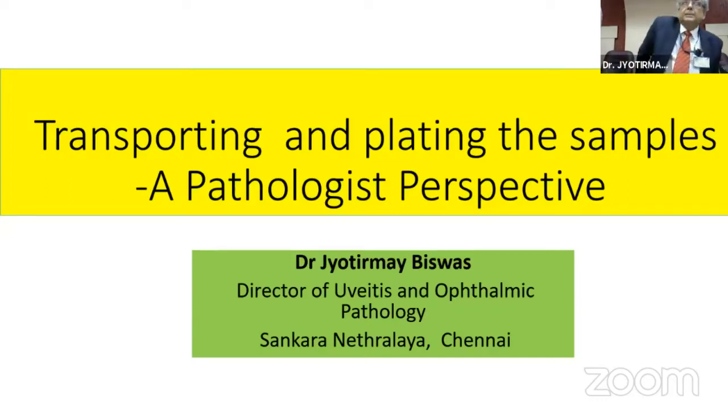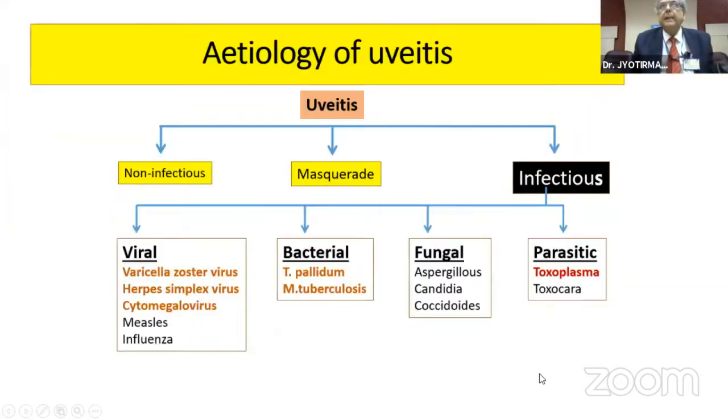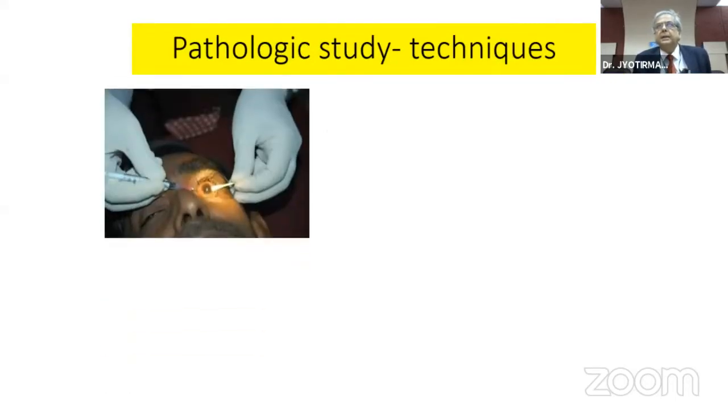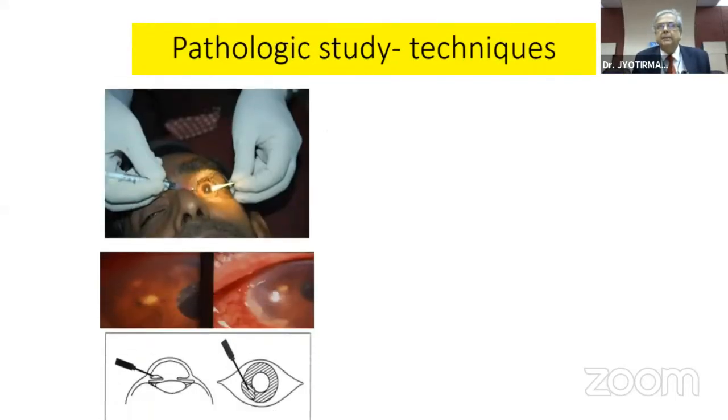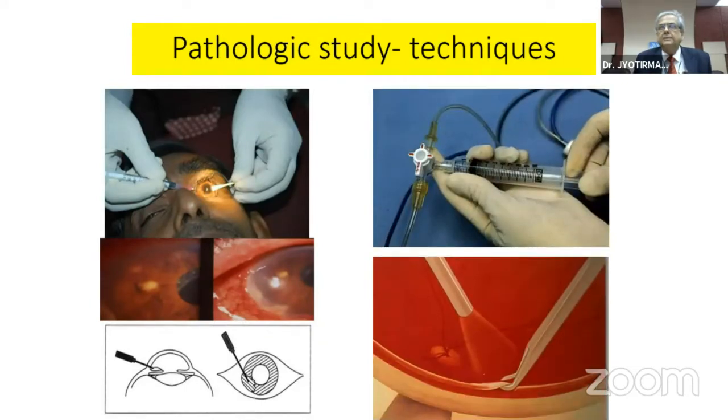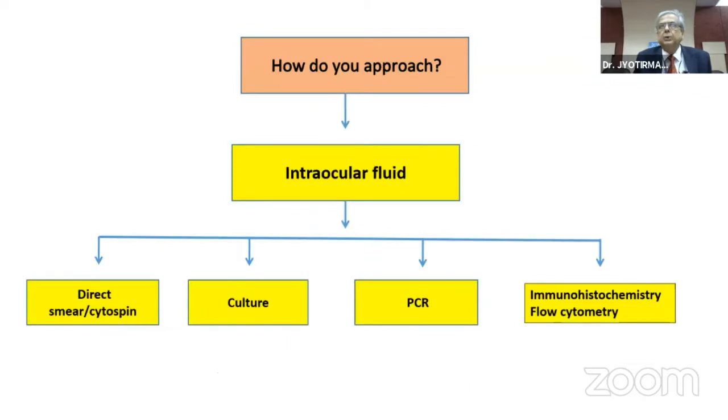So what we do with all these biopsy specimens, I'll be talking about that, transporting and plating the samples, the pathologist's perspectives. So when you have a specimen like that, which can be non-infectious, masquerade, or infectious, and infectious can be viral, bacterial, fungal, and parasitic. So pathologic study techniques can be AC tap, iris biopsy, vitreous biopsy, or retinochoroidal biopsy, as has been told by Dr. Sarvanan. So in case of fluid, what do you do?